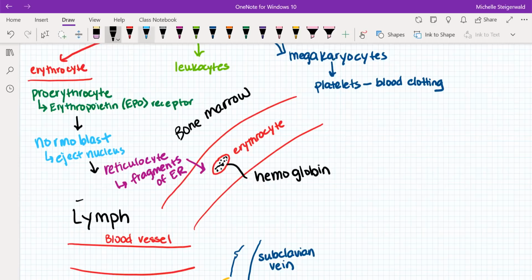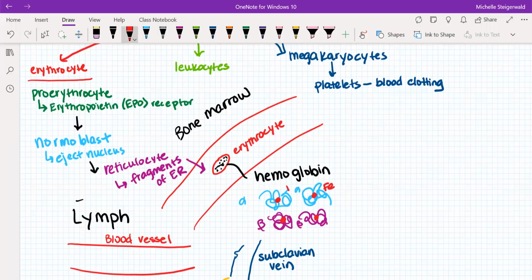So hemoglobin is this 4 subunit protein. It's going to have 2 subunits that are alpha and 2 subunits that are beta, at least in an adult. And each one of these is going to have iron in the center. And that iron can bind to oxygen.